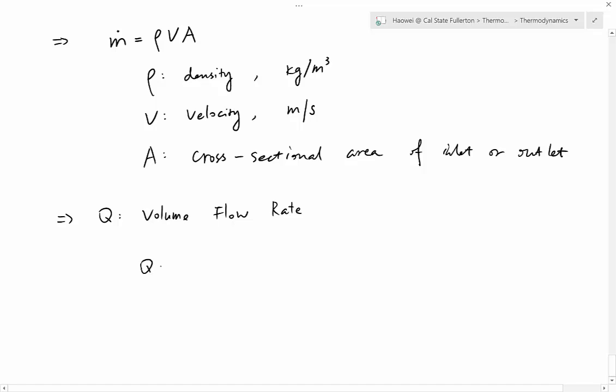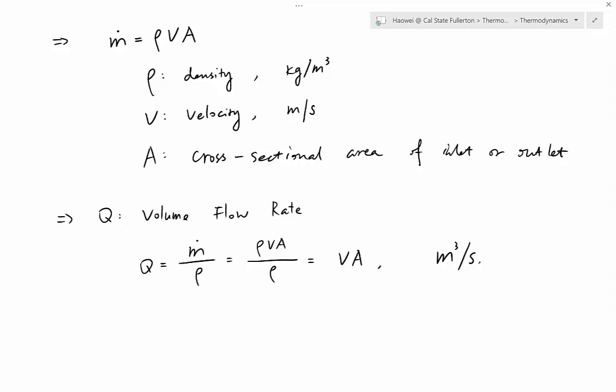Okay, what is the definition of volume flow rate? It's pretty straightforward. Volume flow rate is equal to mass flow rate divided by density. And we know mass flow rate is equal to rho VA, so we plug in rho VA divided by rho, so what is left is V times A. Volume flow rate Q can be calculated by VA. V is velocity, A is cross-sectional area. The unit for Q is cubic meter per second. Okay, and keep that in mind. There's only conservation of mass. There's no such thing as conservation of volume.